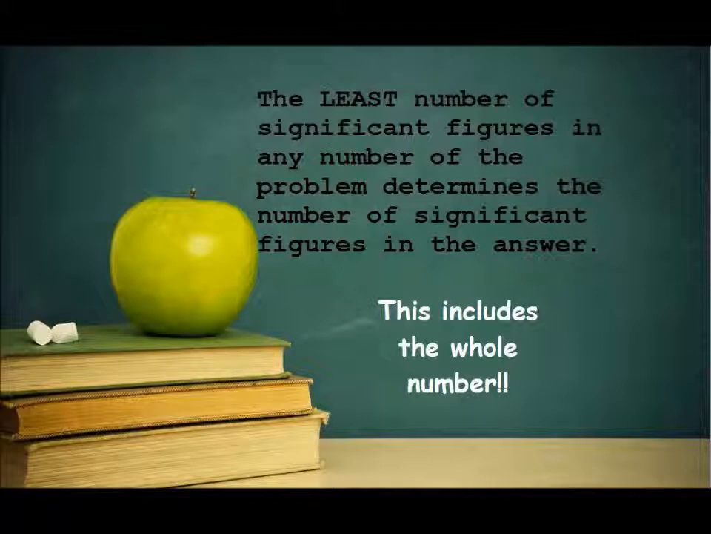There's only one rule for multiplying and dividing using SIGDIG. So that's all you have to have as far as notes, and you're going to want to have your example problems down. The least number of significant figures in any number of the problem determines the number of significant figures in the answer. This time we're going to include the whole number. Remember, when we did decimals, we didn't look at that whole number. This time we definitely want to make sure we count the total number of significant digits in each number of the problem to determine how many will be in the answer.